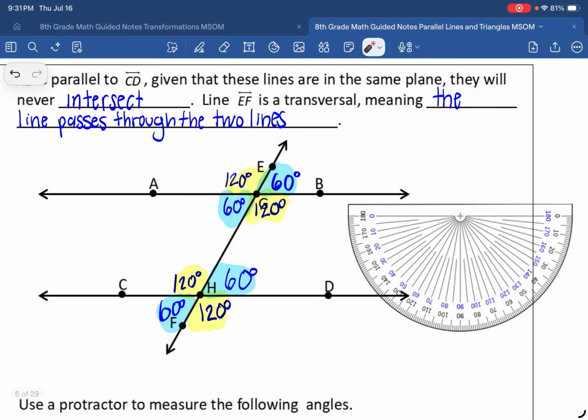So a quick review of this diagram. Notice what angles are the same. So these angles are all going to be the same, and then these angles are all going to be the same. Corresponding angles will be the same. Alternate interior angles will be the same. Alternate exterior angles will be the same, and vertical angles will be the same. This will be true for any line that transverses two parallel lines.